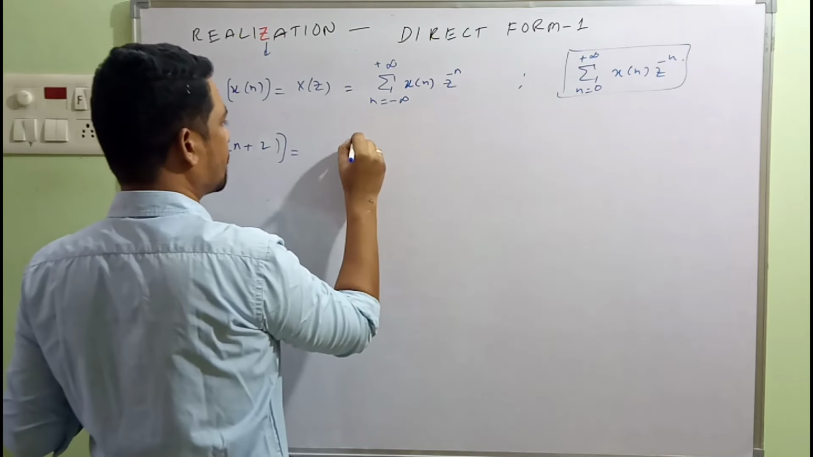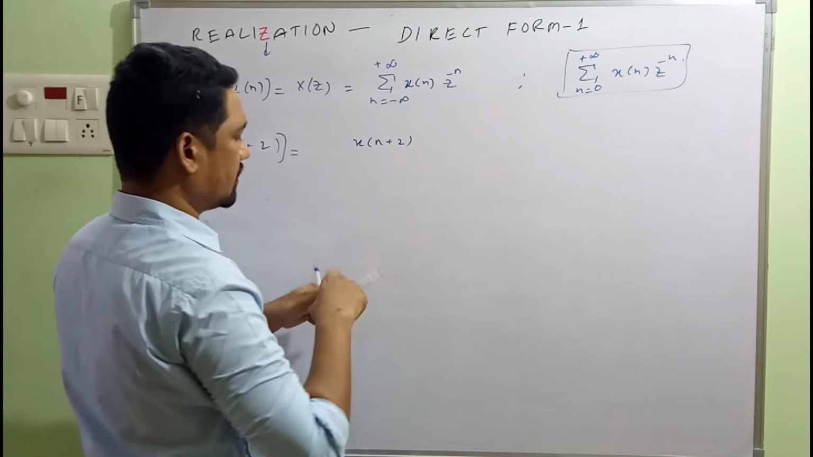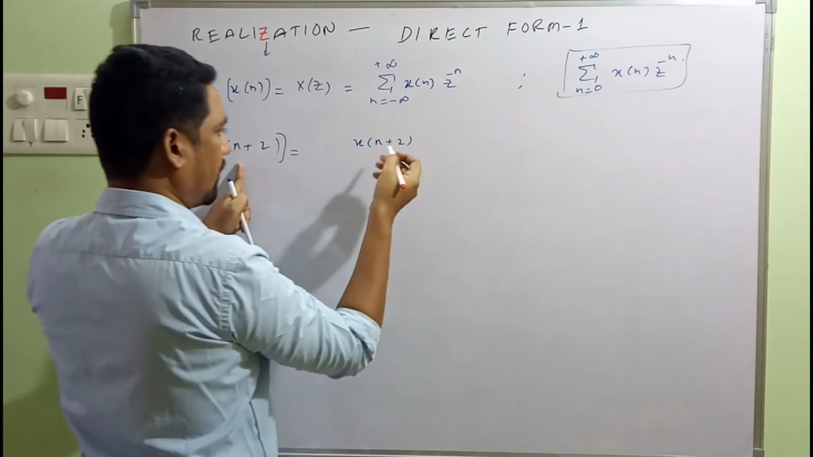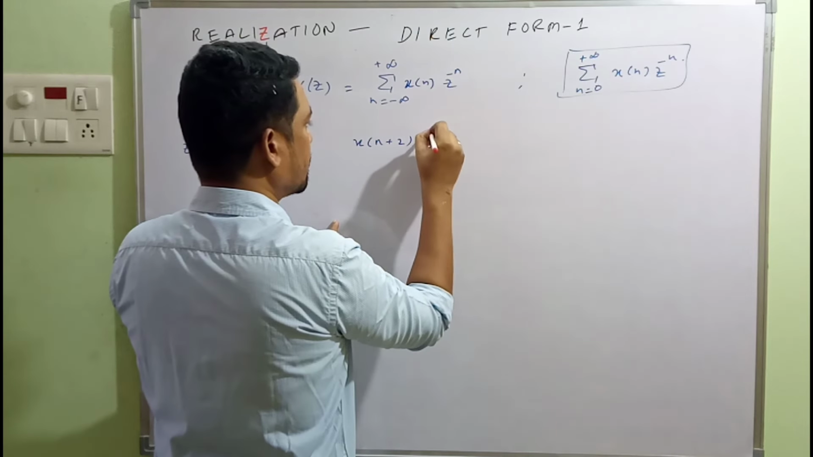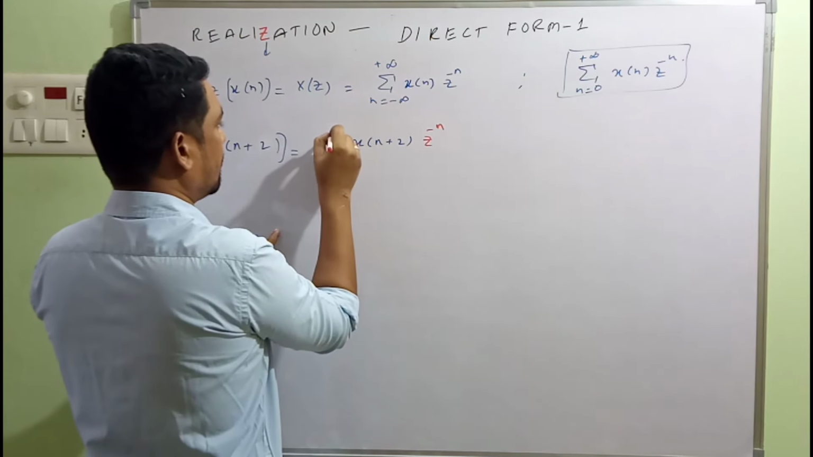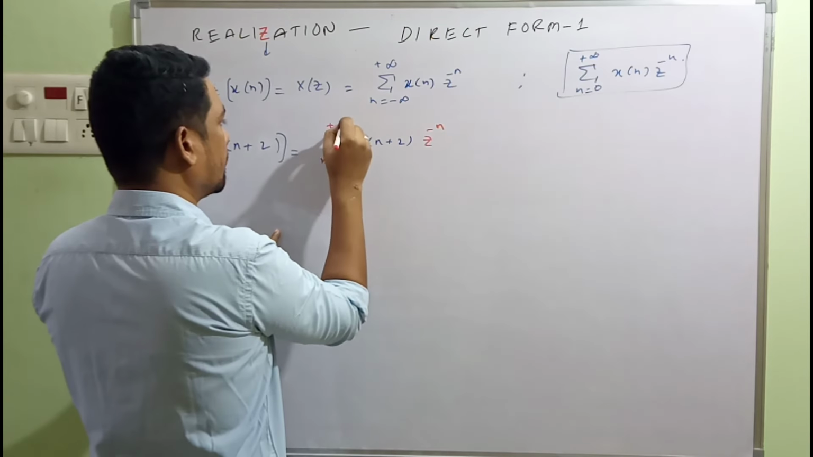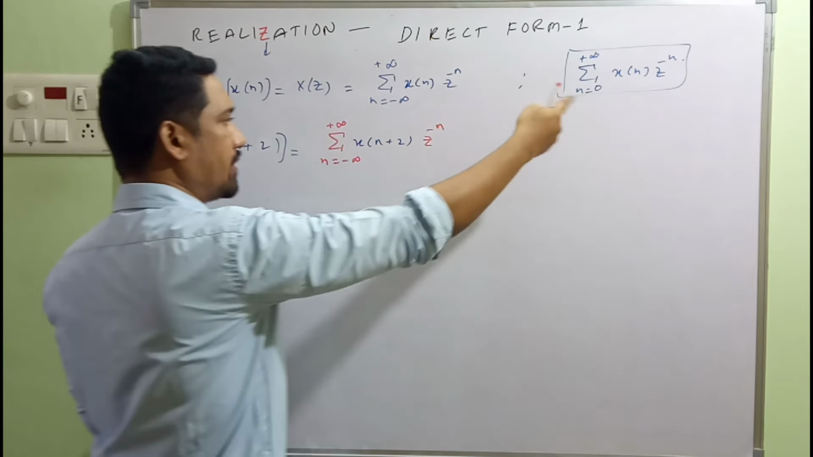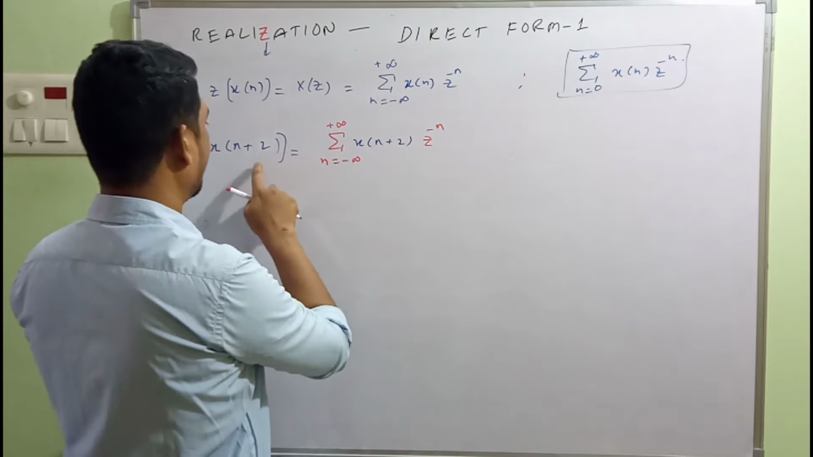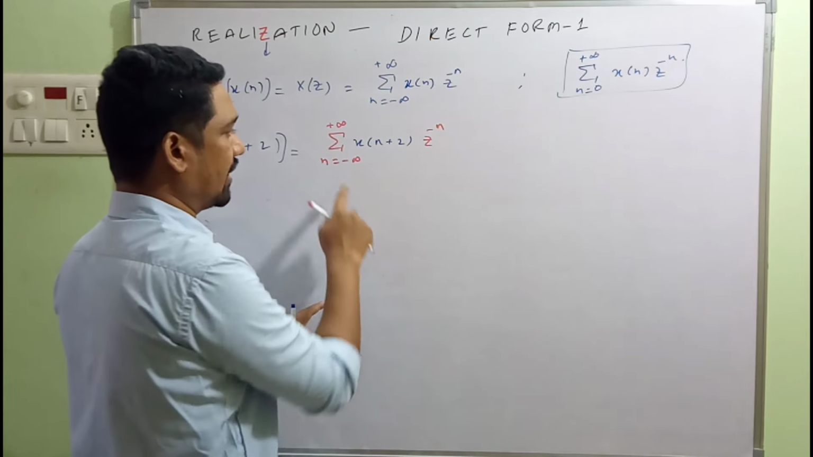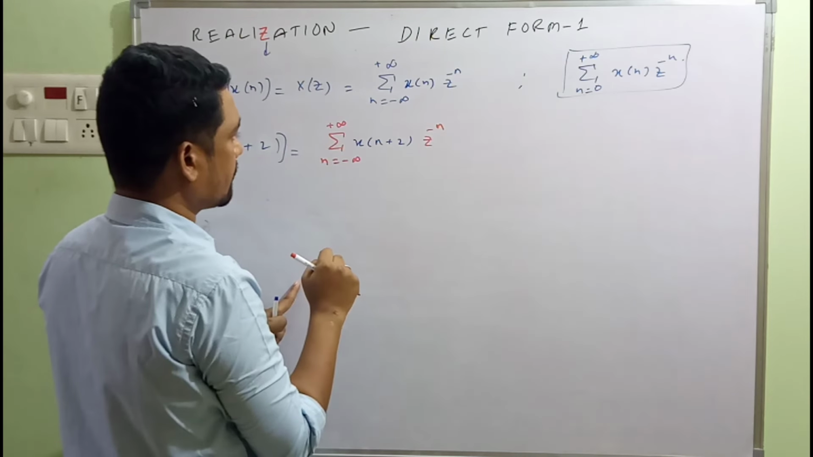The given signal x of n plus 2 is multiplied with z raised to minus n, and the summation is from n equal to minus infinity to plus infinity. We'll make use of that also when time comes. For the time being, this is the procedure to evaluate the Z transform of the given function: the bilateral, both-sided Z transform extending from minus infinity to plus infinity.